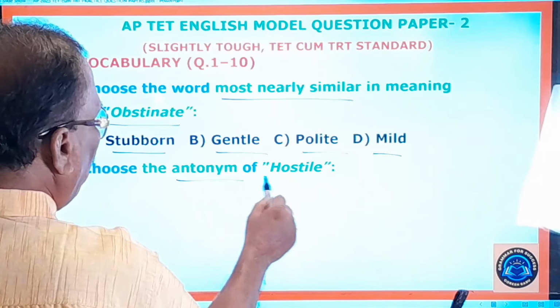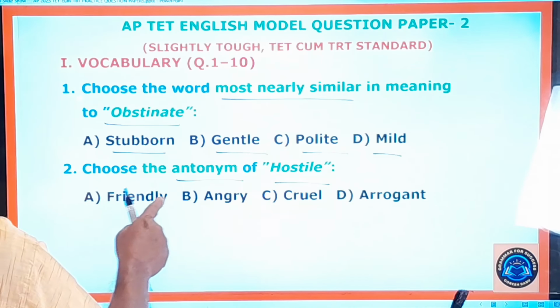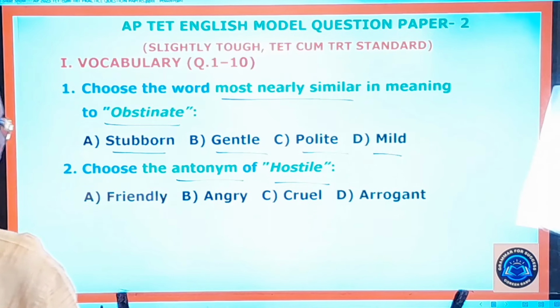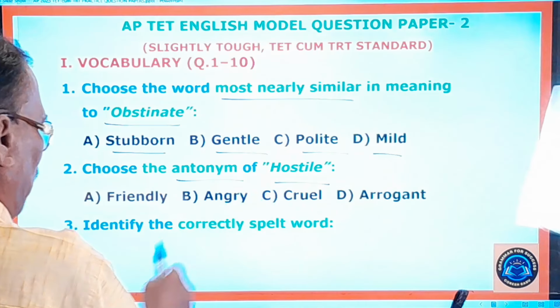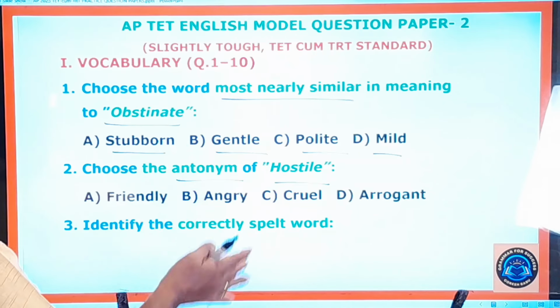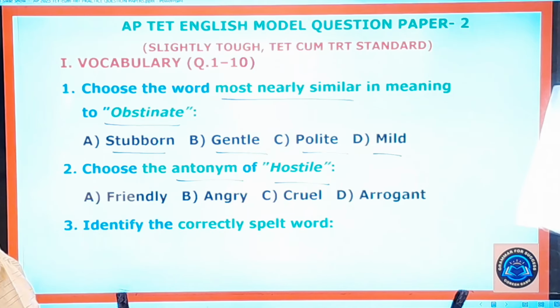Choose the antonym of hostile. So the antonym means the opposite of that word. Friendly, angry, cruel, arrogant. You go to the third question. Identify the correctly spelt word. So every time a question is being given on spelling, and therefore be on the alert.